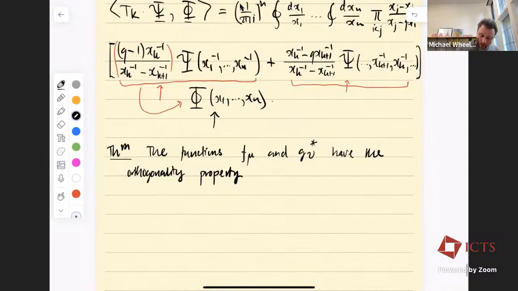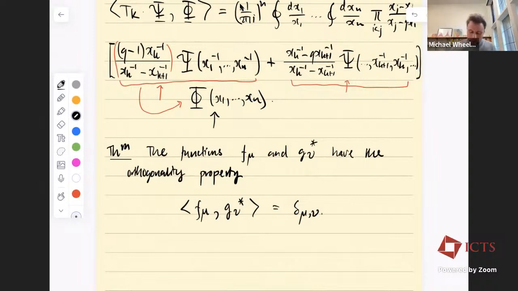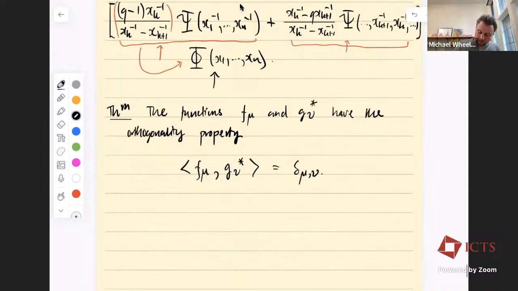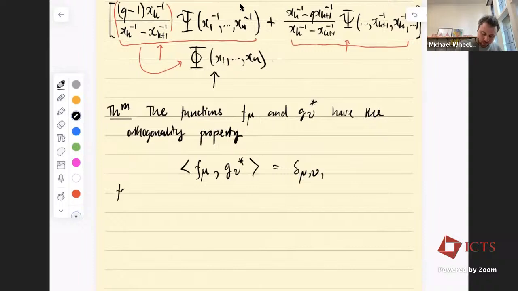Property that f_mu scalar product with g_nu is equal to the Kronecker delta, for any signed compositions, for any strict compositions, mu and nu. Okay, so let's make a few remarks about what's actually going on here.